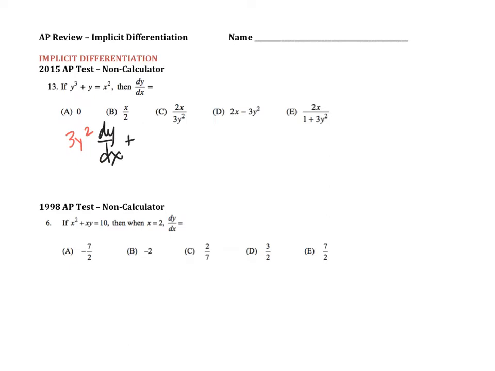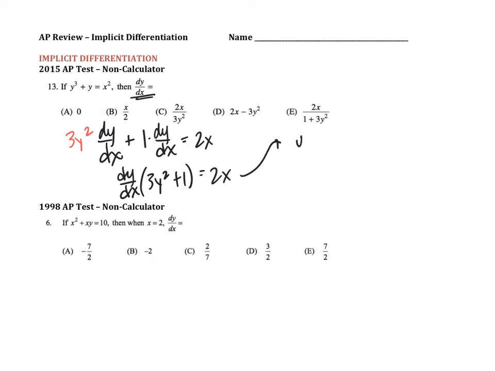The derivative of y is 1. Again, then the derivative of y with respect to x is dy/dx. And the derivative of x squared is 2x with respect to x, which is dx/dx. They want to know what dy/dx equals, so I'm going to factor out a dy/dx, leaving me with 3y squared plus 1 equals 2x. And therefore, dy/dx equals 2x over that quantity 3y squared plus 1.